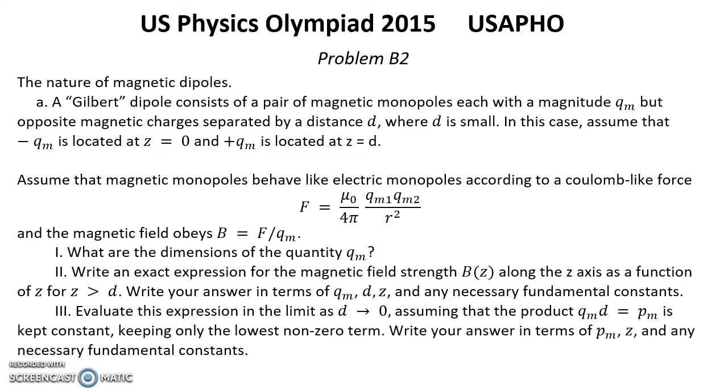Third question. Evaluate this expression in the limit as d going to 0, assuming that the product Qm d is Pm, is kept constant, keeping only the lowest non-zero term. Write your answer in terms of Pm, z, and any necessary fundamental constants.